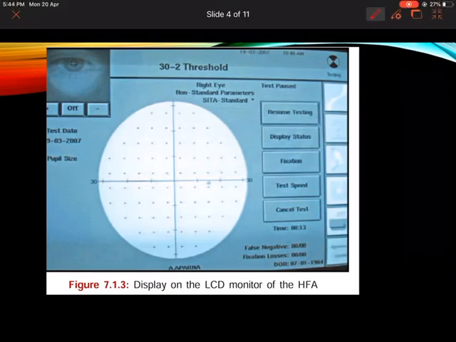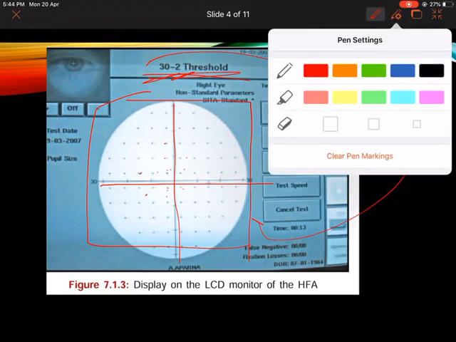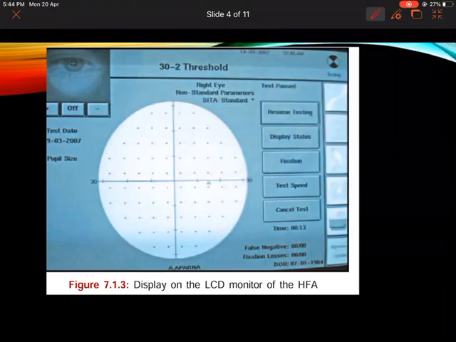This is how you will see it on a computer screen. This is the 30-2 threshold, where 30 stands for the central 30 degrees of visual field detection, and 2 stands for the second generation. As you can see, there is a vertical line and a horizontal line, and the dots where the light is shown are adjacent to those lines. There is no light on the vertical and horizontal meridian detection of the visual field. It is adjacent to that.